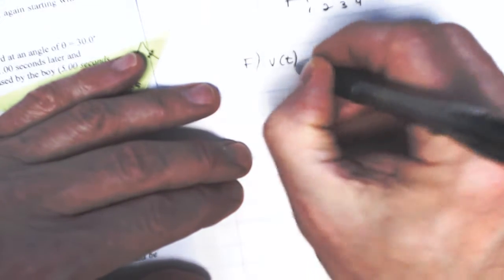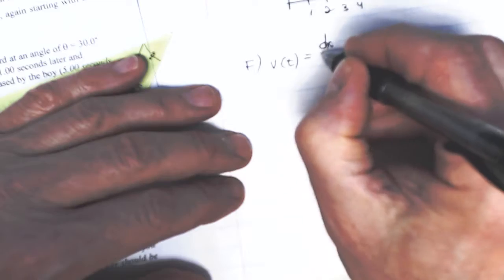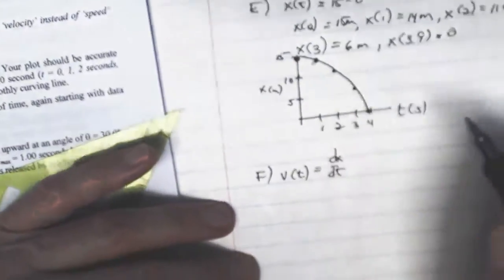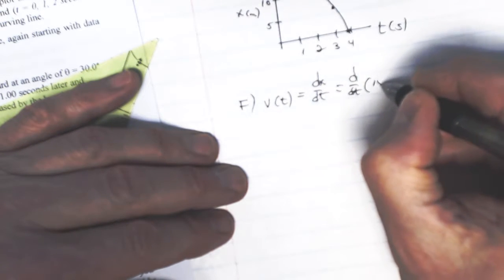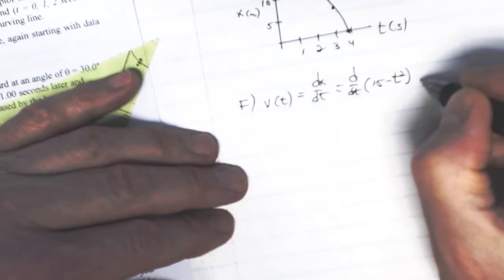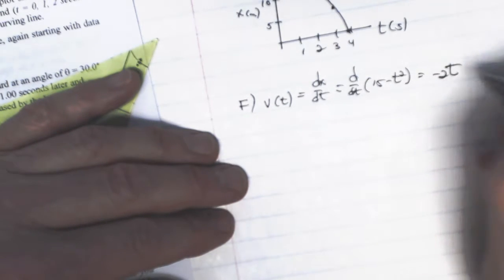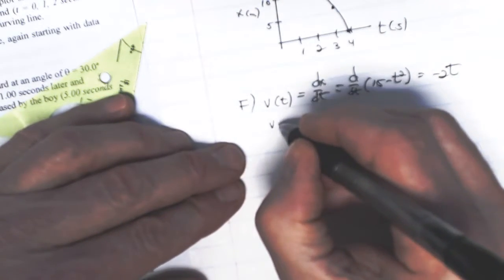F. Okay, for F, I want to make a plot of the velocity as a function of time. But the velocity as a function of time is just dx/dt. So I'll take the derivative of the expression I have up here, the time derivative of 15 minus t squared. Okay, and that's just negative 2t.